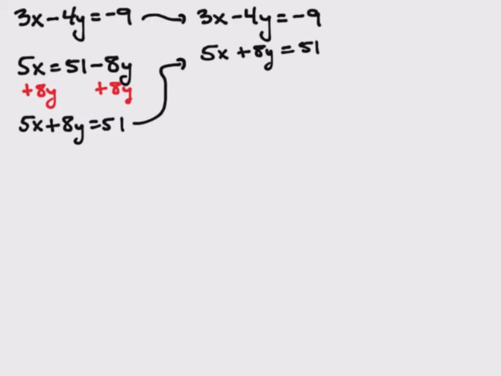All right, unfortunately, we don't have any terms that, when we add them to each other, will give 0 right away. But I'm looking at this negative 4y in our first equation and this 8y in our second. If we multiply both sides of this first equation by 2, we'll get a negative 8y. And then if we add negative 8y to 8y, we'll get 0. So let's multiply both sides of this first equation by 2.